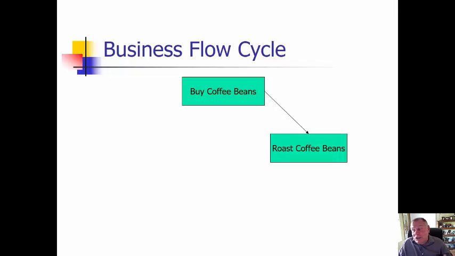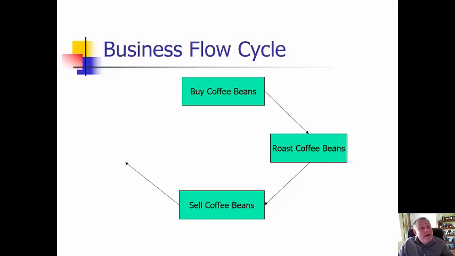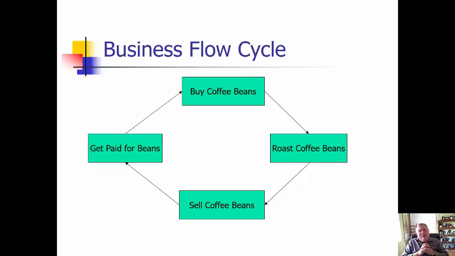Now, let's look at how the business runs. What's the process they go through? So the first thing they've got to do, assuming they've got the plant in place, is they need to buy coffee beans. Okay? After they buy the coffee beans, they need to do something with them. In this case, they roast them. Once they roast them, they need to sell them. Once they sell them, they need to get paid. Once you get paid, the cycle starts over. So their business cycle, their operating cycle, starts with buying coffee beans, roasting them, selling them, and getting paid.